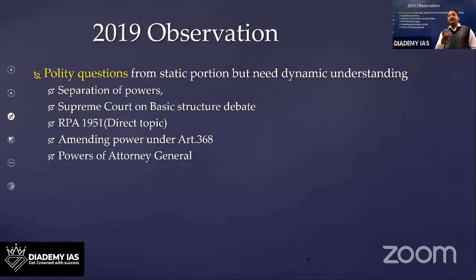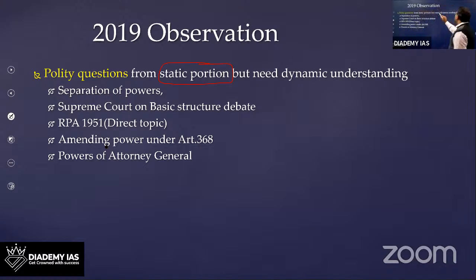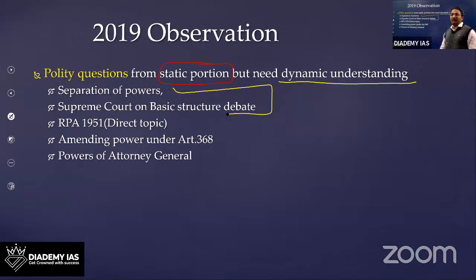Now, if we see the 2019 pattern, there are certain trends. In 2019, there were many questions from the static portion, but these you cannot answer just based upon the knowledge of Laxmikanth or the NCERT. You need to have the dynamic part. For example, the topics of separation of powers and basic structure. These are evergreen topics. You will find them in newspapers and in every book, but the type of question they're asking needs well thought out content and an updated, analytical 360-degree view of the content.